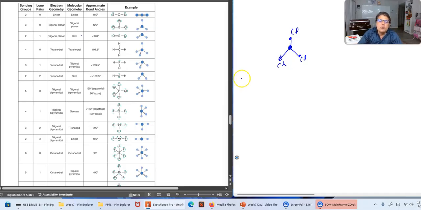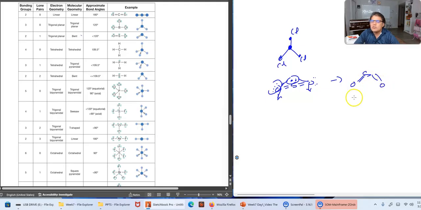If you have 2 bonding groups and 1 lone pair, for example SO2, S, O, O, with 1 lone pair here, then they also have lone pairs, right? In SO2, the lone pair will repel these bonds and try to push them down. If both are pushed down, then you have the bent structure.